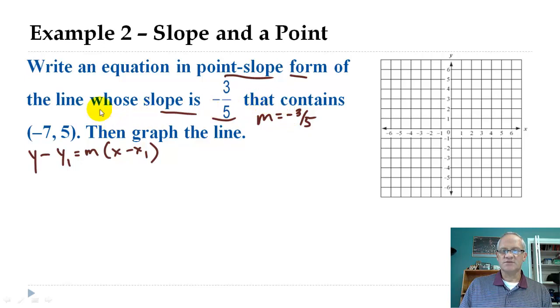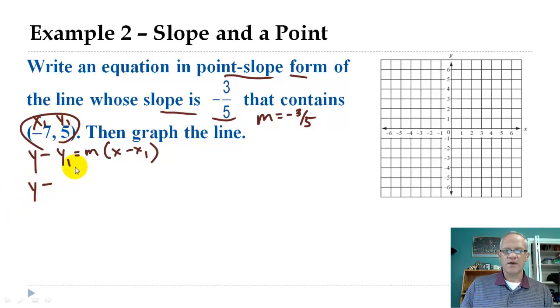And it contains this point. So we know we've got that point. Well, what can I plug in? Remember, this negative 7 and 5, that's just some random point on the line that we're graphing. And so that's what we're going to call x1 and y1. So now we're just going to plug those in.